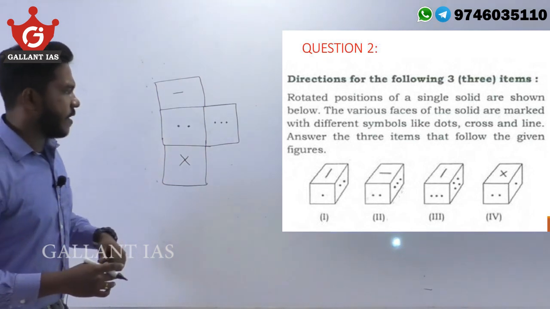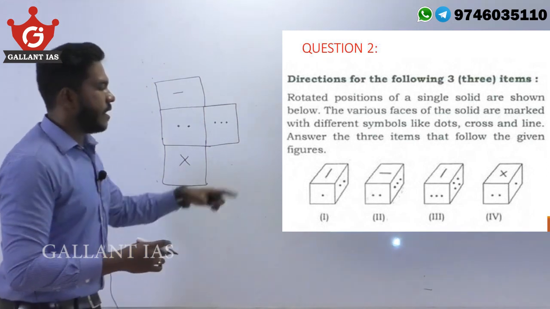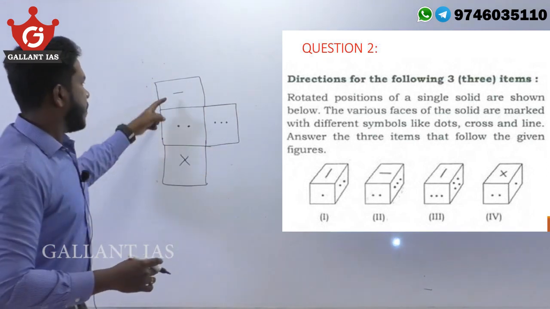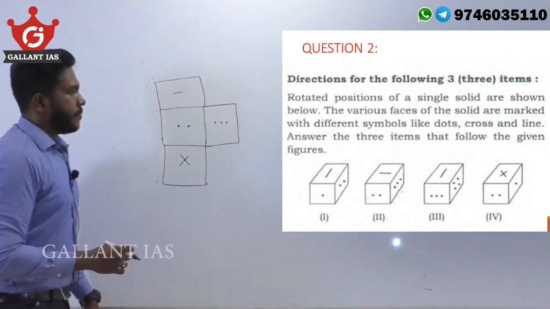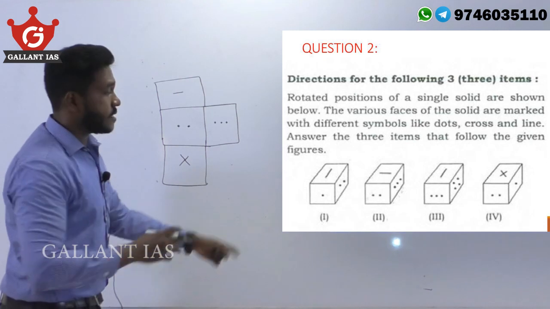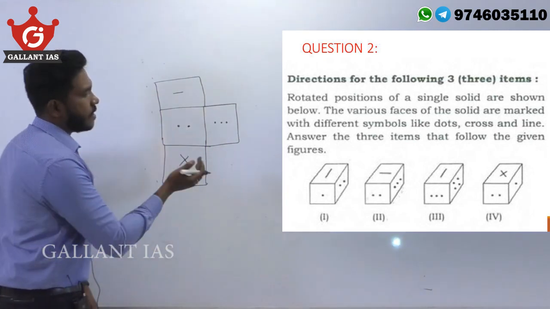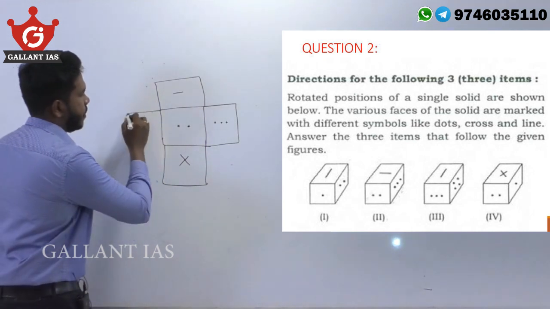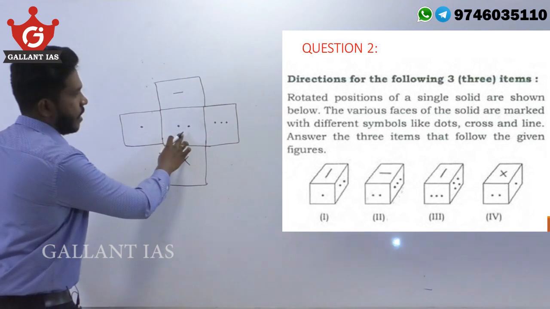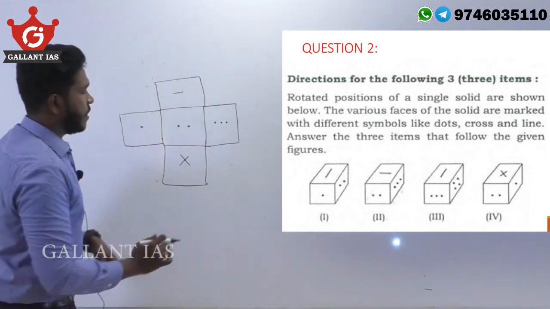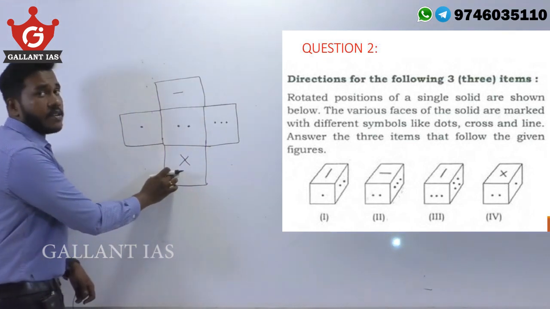In the first orientation, we had found that the face containing the value line is adjacent to 2. We had already done that, and 2 is adjacent to 1. So in order to draw the face containing value 1 adjacent to 2, I should add 1 over here, right? It will be adjacent to 2. And from this figure, we had found that the face containing value 1 is adjacent to the face containing value cross.